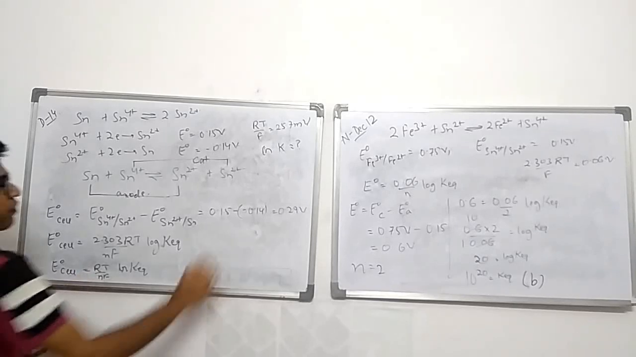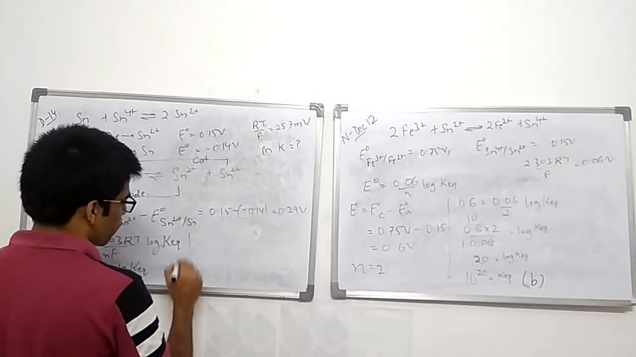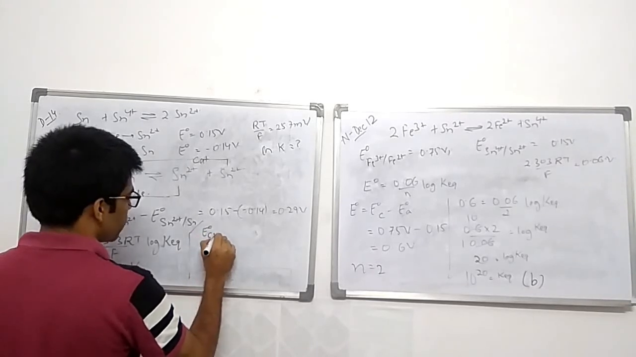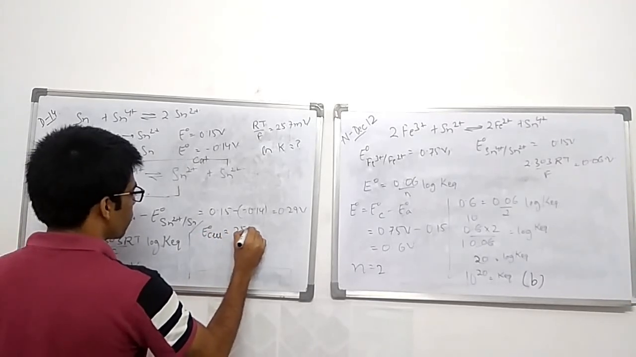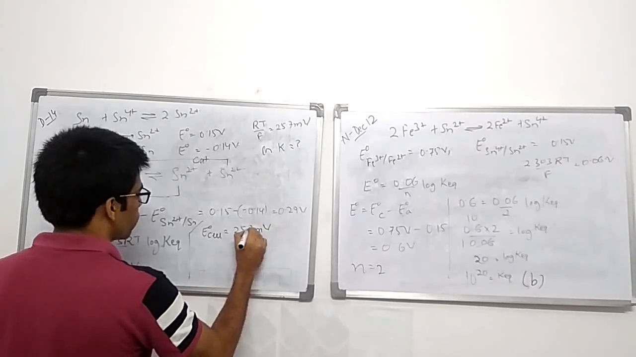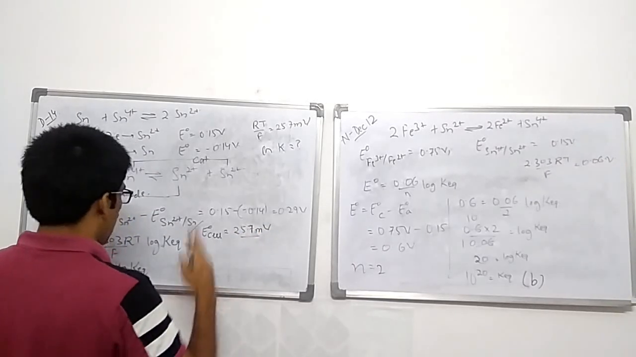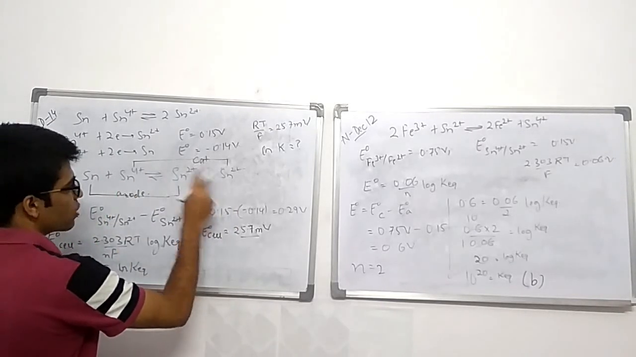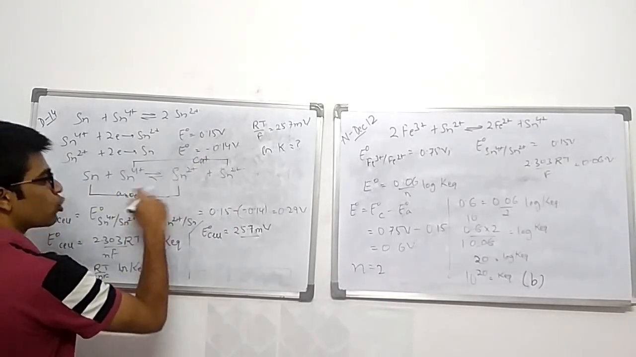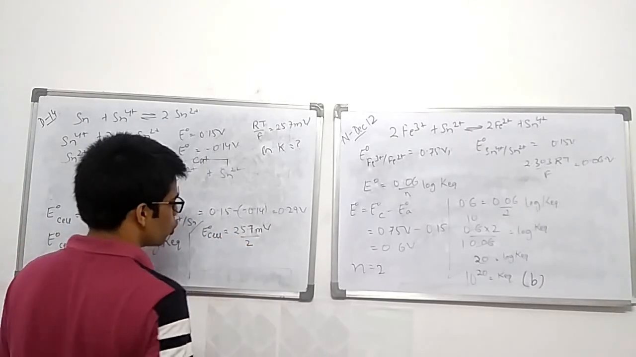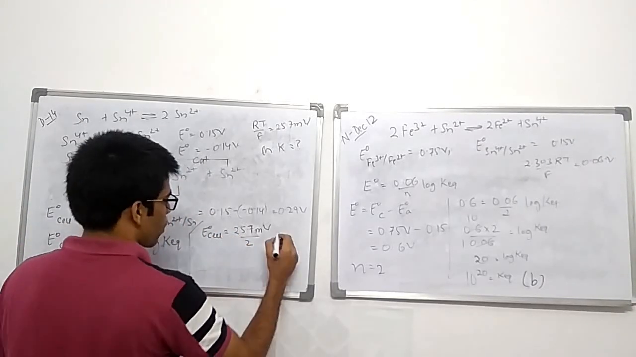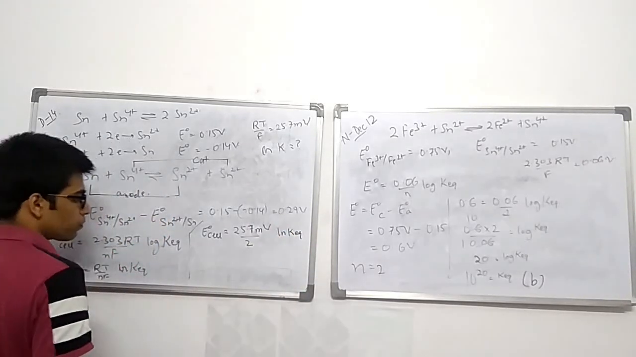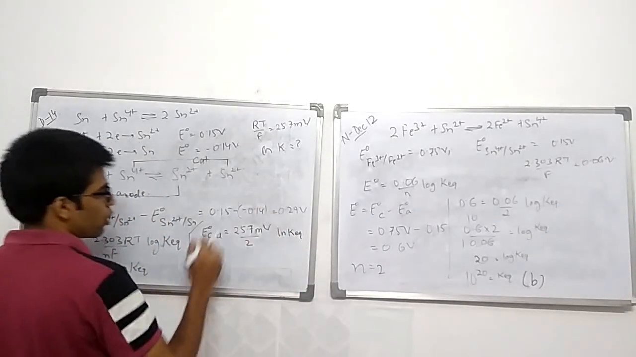Now RT by F they have given us 25.7 millivolts. So I get E naught cell is equal to 25.7 millivolt upon how many electrons? 2 electrons are involved. Sn4+ to Sn2+, 2 electron change. Sn to Sn2+, again 2 electron change. That means 2 electron change is there. And what is my ln K equilibrium? That is what we have to find. E cell is what? 0.29.